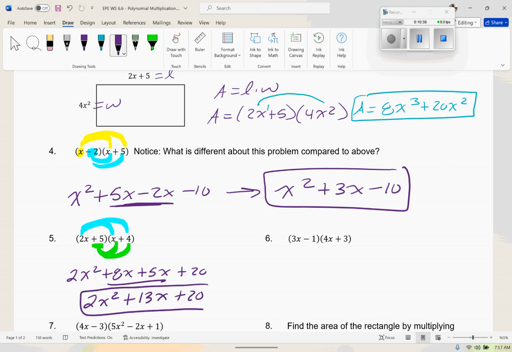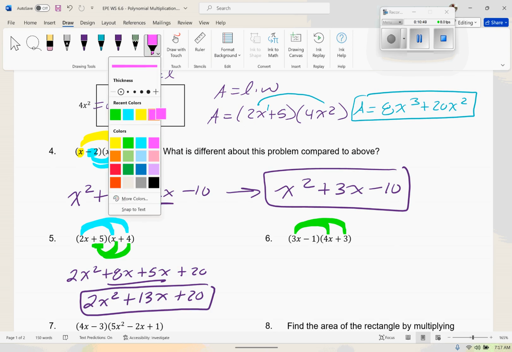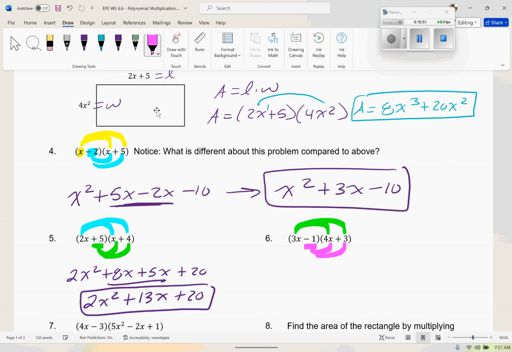And there is our entire answer. Okay. So I'm going to distribute 3x here and here, and then I'm going to distribute -1 here and here. So 3x times 4x is 12x squared. 3x times 3 is 9x. -1 times 4x is -4x. -1 times 3 is -3.